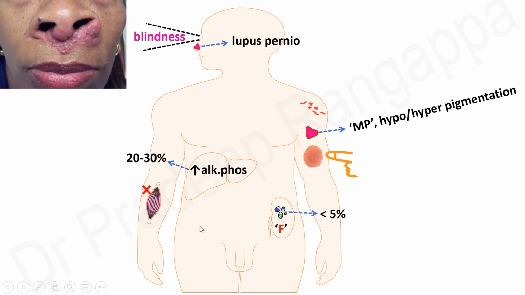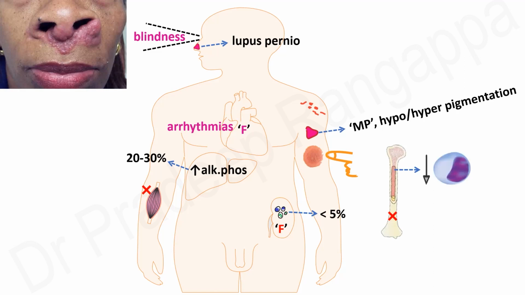So they can have a lot of muscle pain, which is also a characteristic of sarcoidosis. Cardiac, they can present with heart failure and arrhythmias due to involvement of the conducting pathways. And they can have bony pains, and bone marrow involvement also is common, where they can present with lymphopenia.